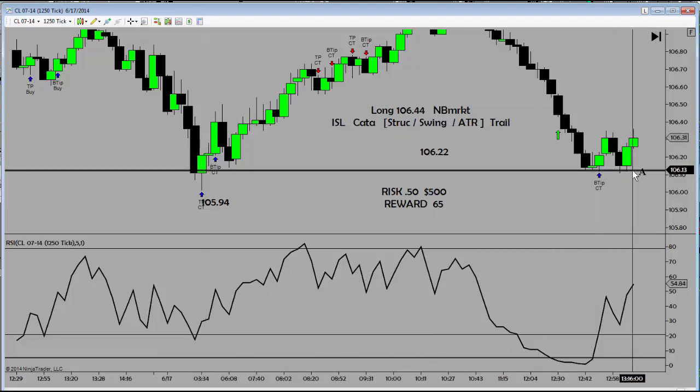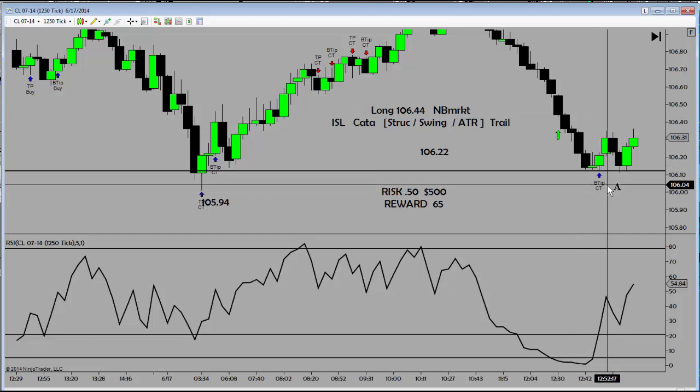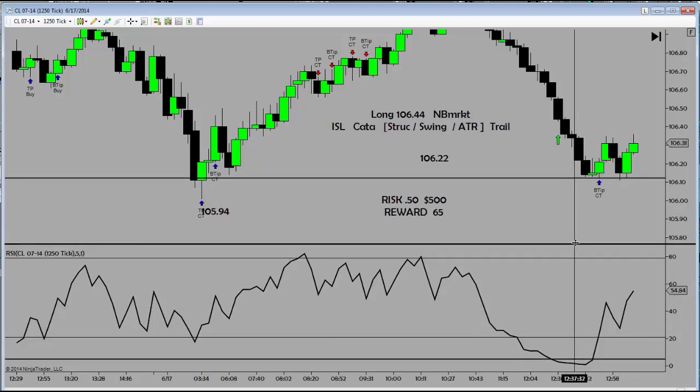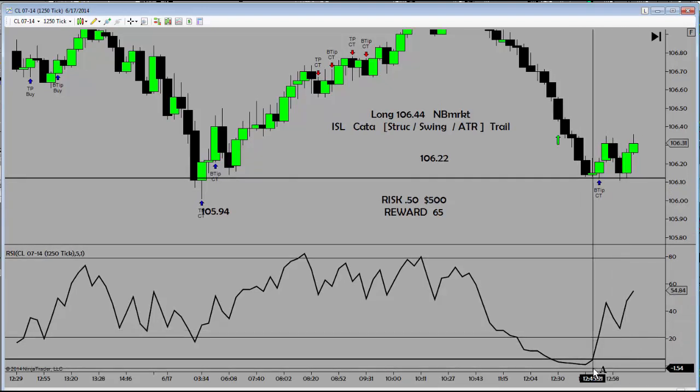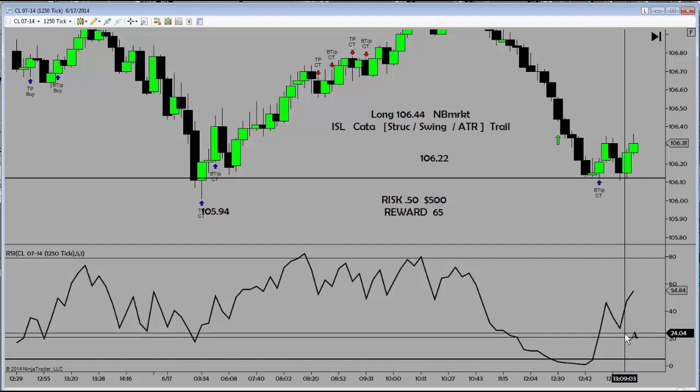We put in a double bottom visual price pattern. We're now adding to the strength of signal because double tops and double bottoms are high probability chart-based patterns. Then we see that when we put that in, we have a higher reading on the RSI. This is defined as bullish divergence.